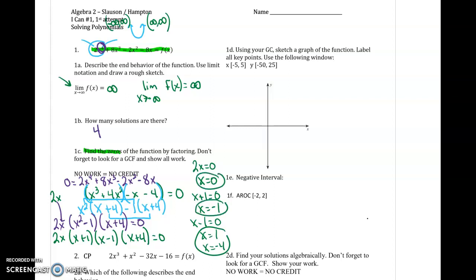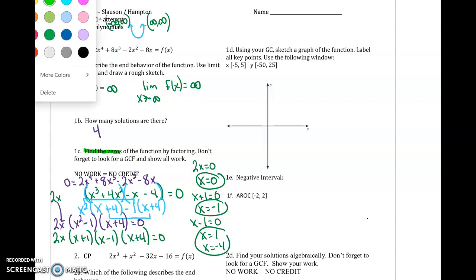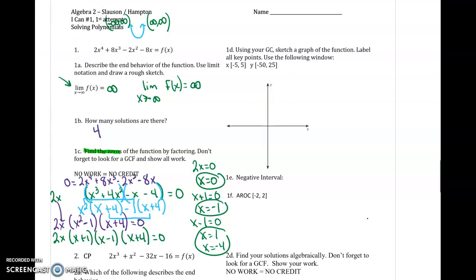On 1D, we are to use the graphing calculator. So going to the graphing calculator, I will be going to the y equals button. I will be typing in my equation. Let me highlight it in just a different color. And then I will be pressing the window button and entering in this window.